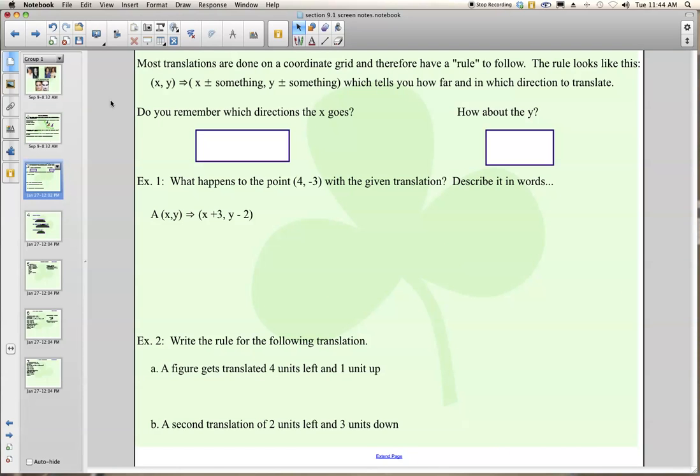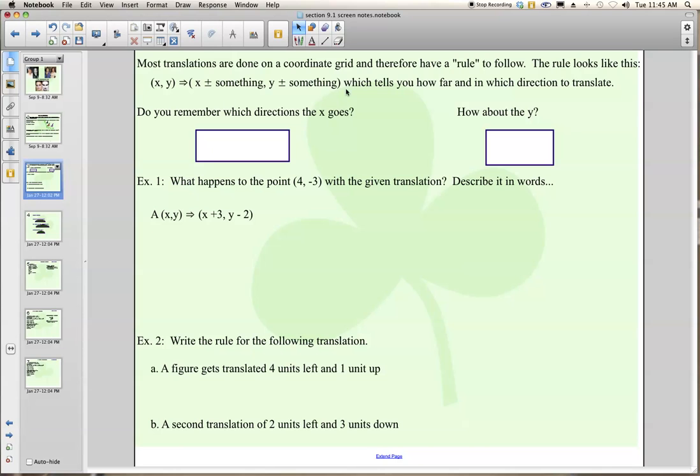So let's work on figuring out how to make an object slide or translate across your paper or your computer screen or whatever. Most of the translations that we do are going to be done on the coordinate grid, which means that each one of our points will have x, y coordinates attached to them. And doing them that way allows us to have a rule to follow.